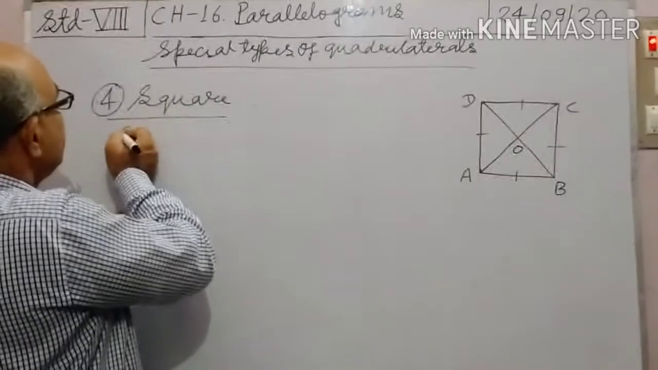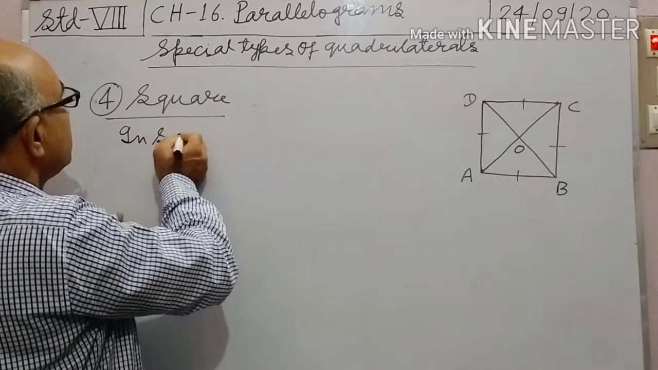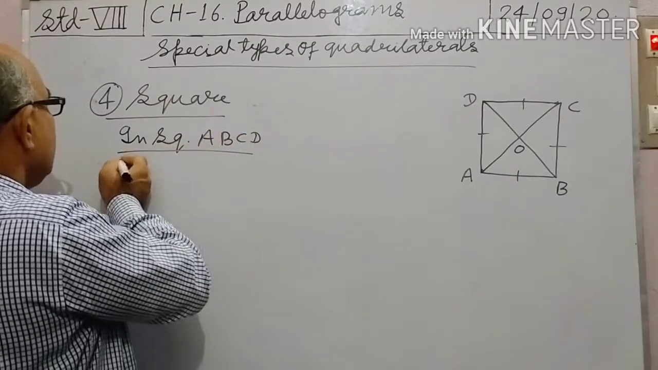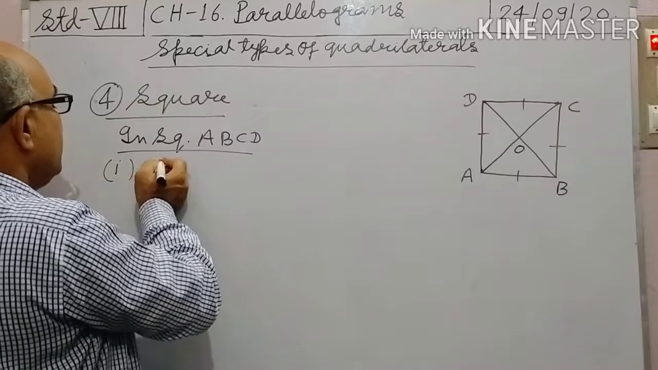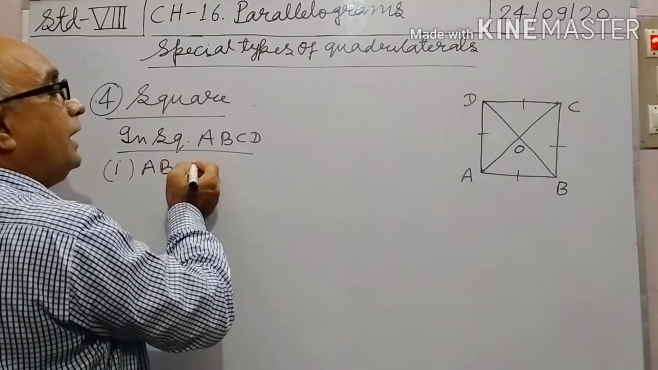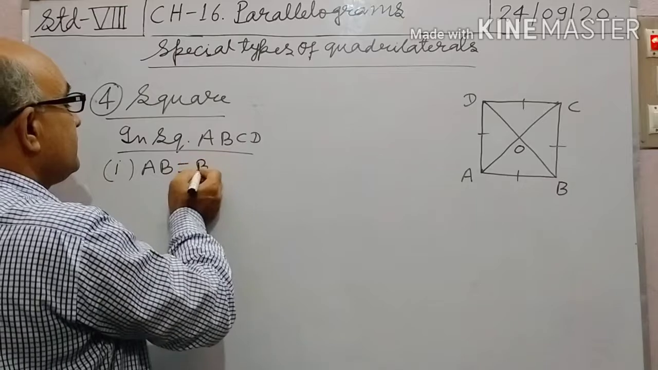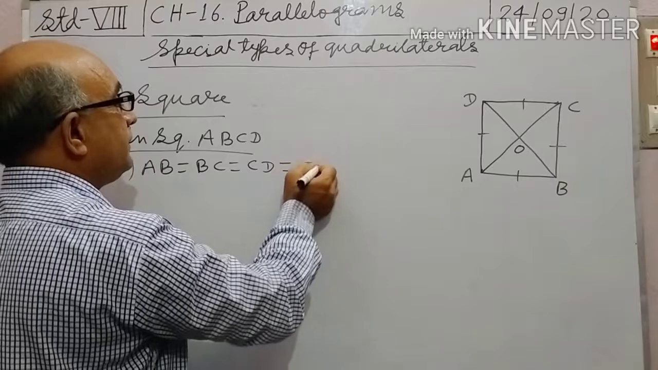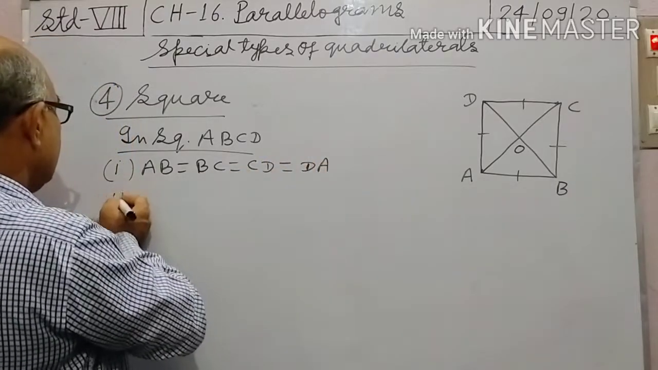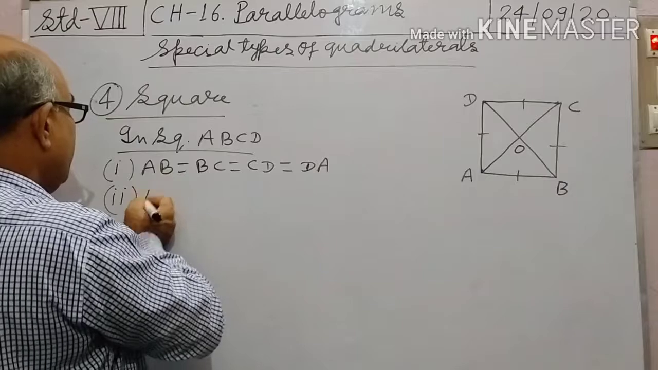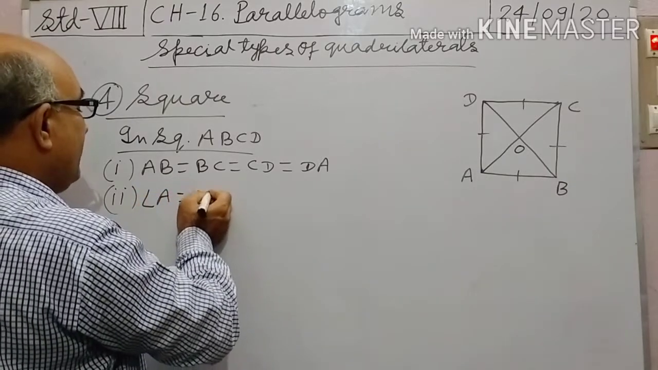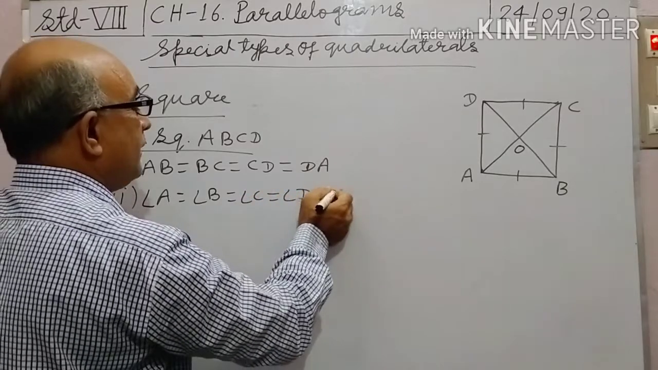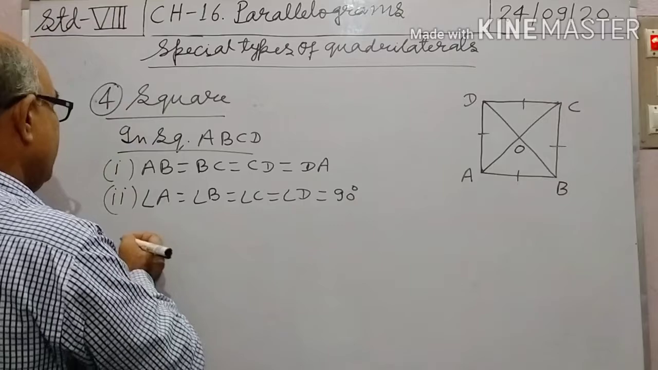In a square ABCD, the first property is AB equal to BC equal to CD equal to DA. Second property, angle A equal to angle B equal to angle C equal to angle D equal to 90 degrees.